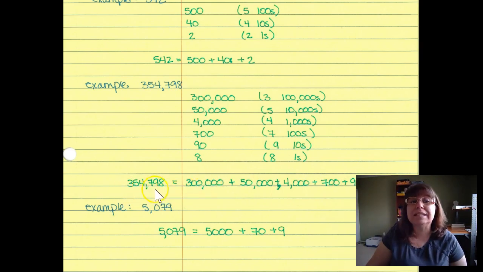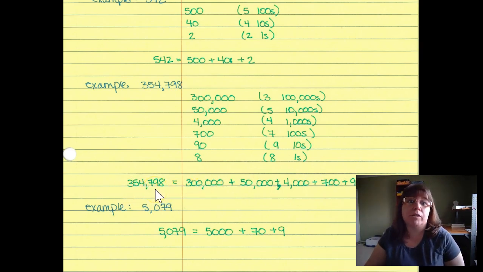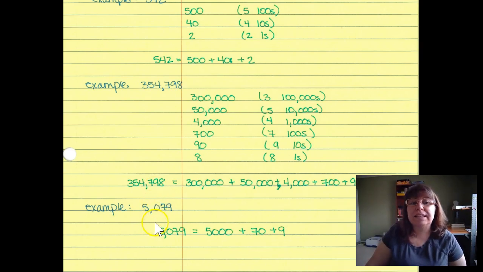The great part about that is we wouldn't want to use this expanded form all the time. So we do condense it down into this quote-unquote smaller number. Now you can see another example, 5,079. We can break that into expanded form as 5,000 plus 70 plus 9, following along the same techniques.